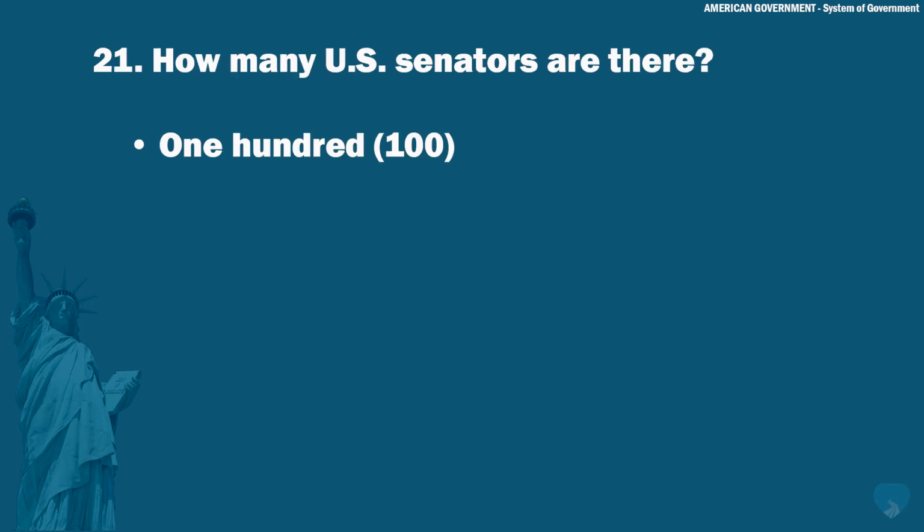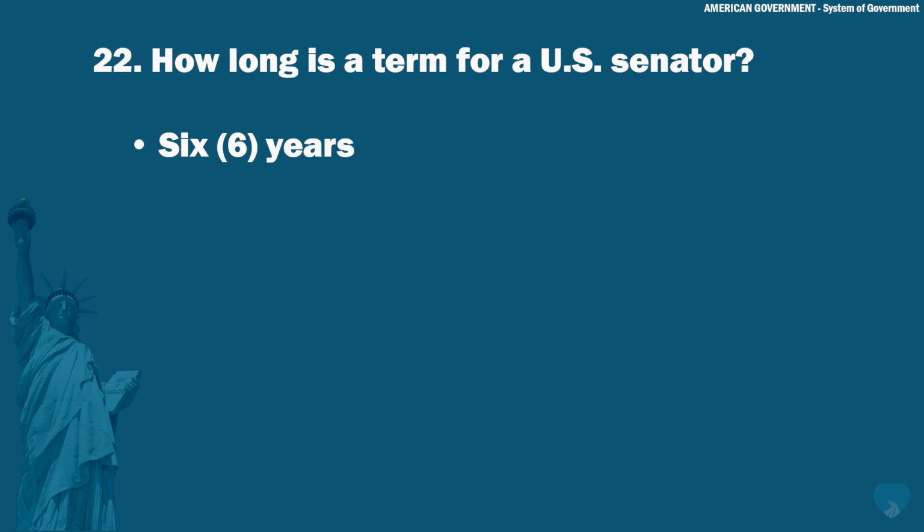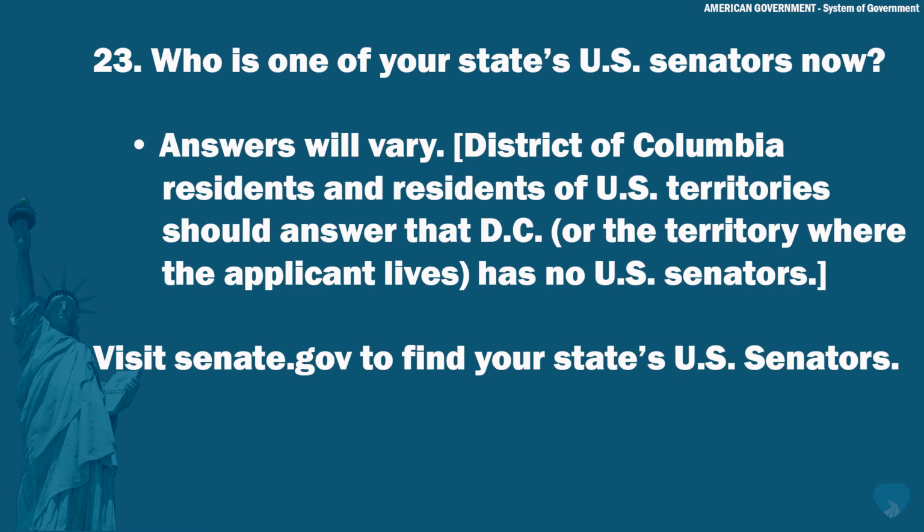Question 21. How many U.S. senators are there? 100. Question 22. How long is a term for a U.S. senator? 6 years. Question 23. Who is one of your state's U.S. senators now? Answers will vary. District of Columbia residents and residents of U.S. territories should answer that D.C., or the territory where the applicant lives, has no U.S. senators.